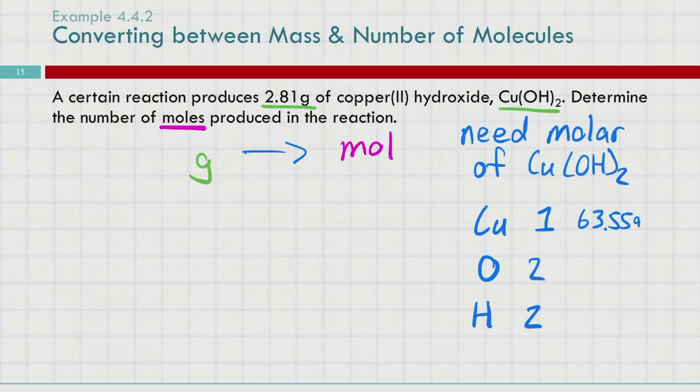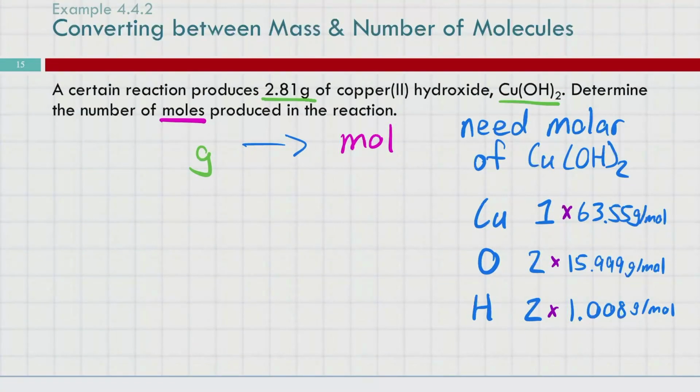Copper has a molar mass of 63.55 grams per mole. Oxygen, 15.999 grams per mole. And hydrogen, about 1.008 grams per mole. So we'll multiply 1 and 63.55, 2 and 15.999, and 2 and 1.008. Add those all together, and that will give us our molar mass for copper 2 hydroxide.